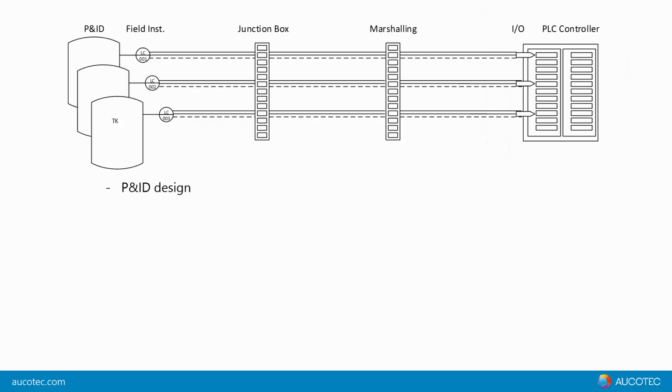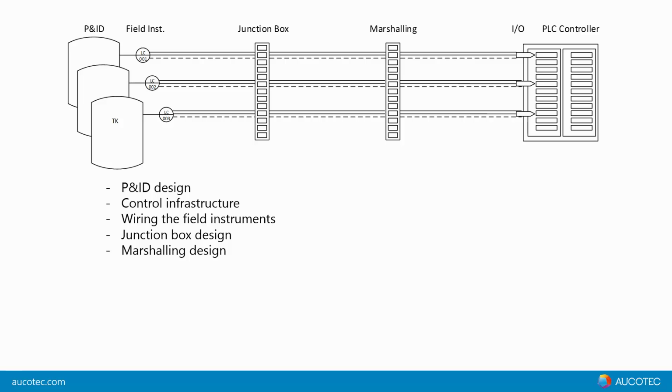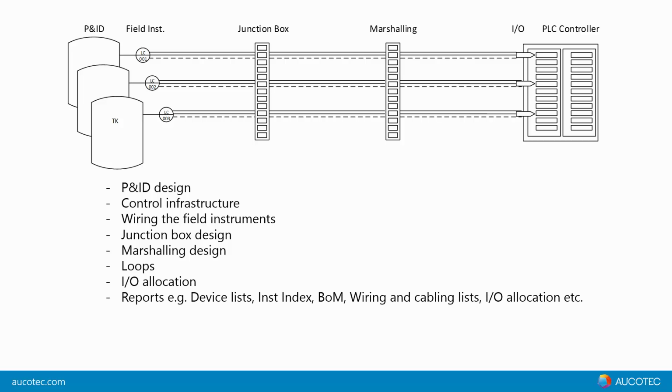I'm going to design the P&ID, I'm going to define the control infrastructure, I'm going to do the wiring of the field instrument, I'm going to design the junction box, design of the marshalling, loops, IO allocation, and finally reports like list of devices, instrument index, bill of material, wiring and cabling list, and IO allocation will be generated. And all this will be designed only in 10 minutes.